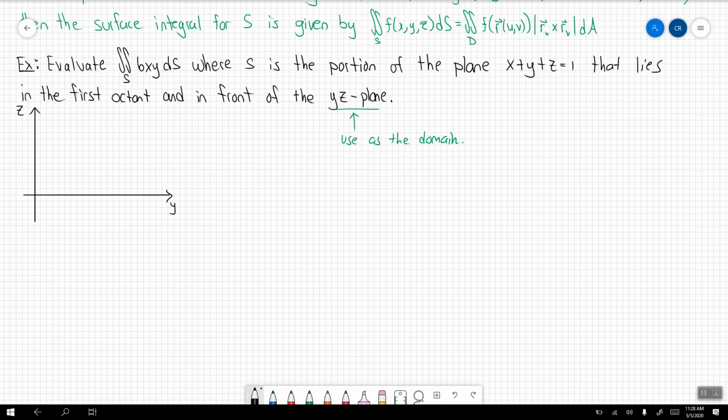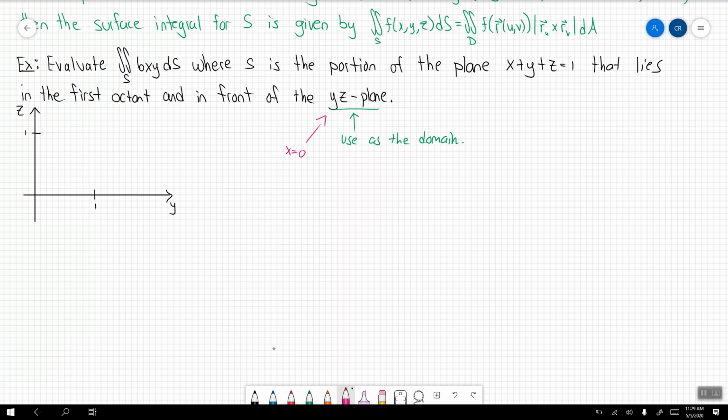Looking pretty good so far. Alright, let's go through and let's put some increments on here. Alright, there we are. Now, since it's in the first octant and on the yz plane, well, if it's on the yz plane, I'm going to be using the fact that x must be 0 in order to be on that yz plane.